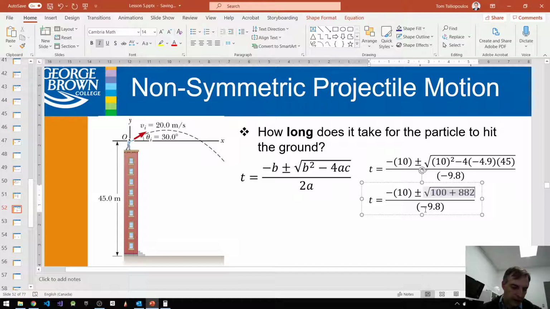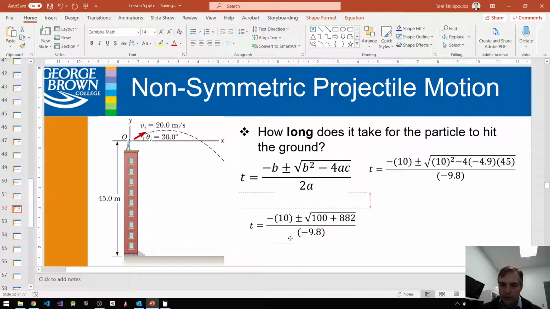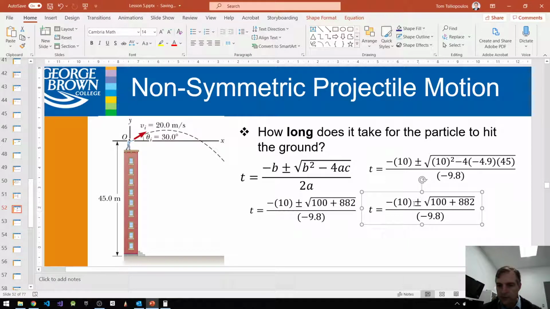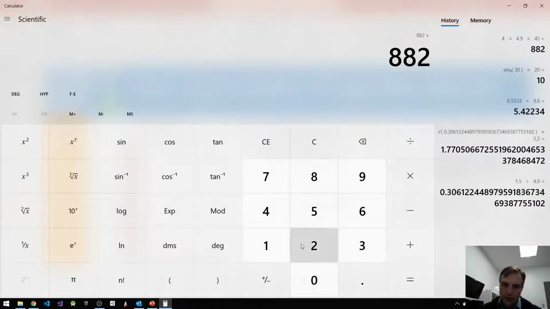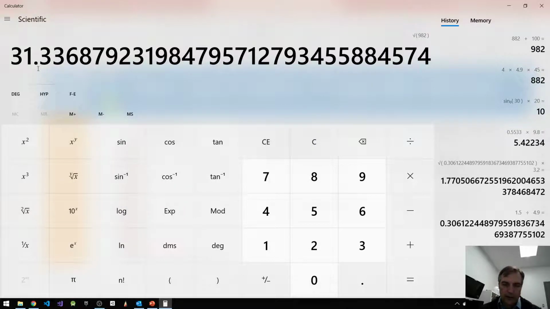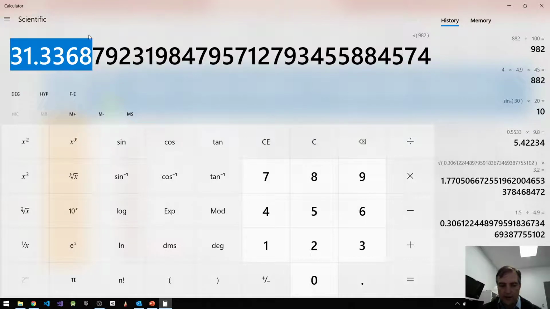Over negative 9.8. And now let's just put this over here. So again, we continue to simplify for time. And we can see that negative 10 squared is 100, plus 982. So again, if I look at this, plus 100, 982, and then take the square root of that, we're going to get 31.3369. I'll take that number.